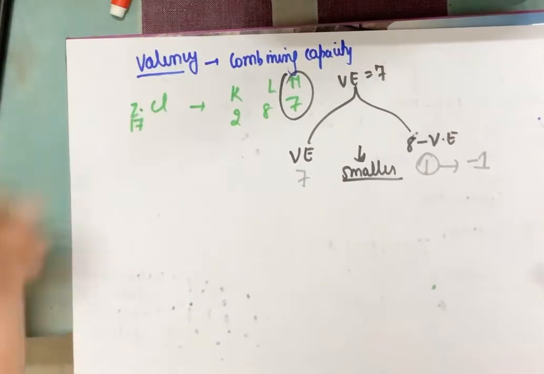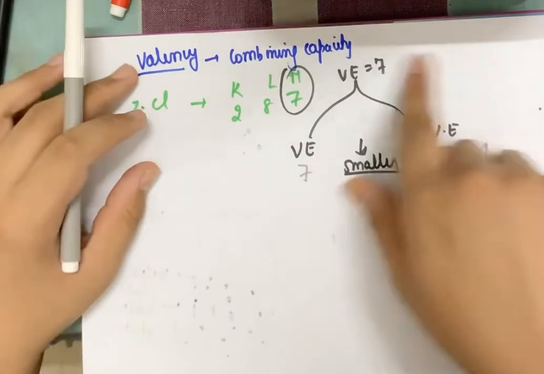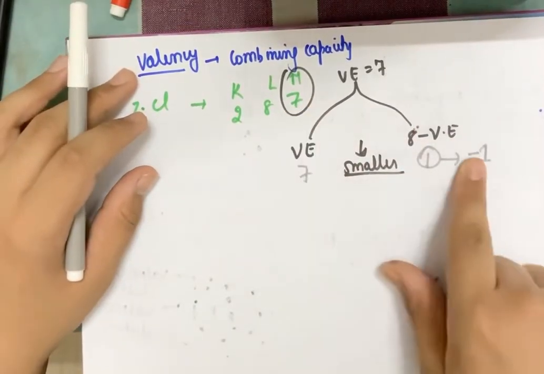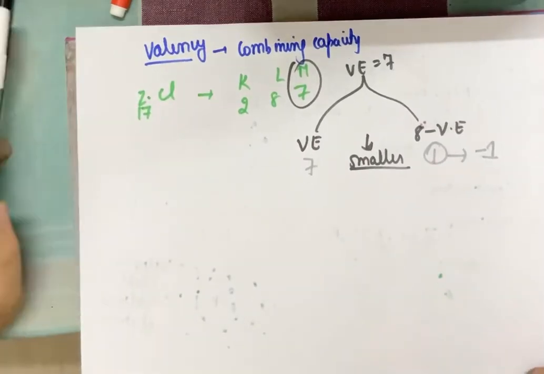Again, understanding the definition, valency means combining capacity, that is, how many more electrons an atom needs to become stable. So chlorine has 7, 1 more will make it stable, so 1 will be the valency. That's the meaning of the definition of valency.